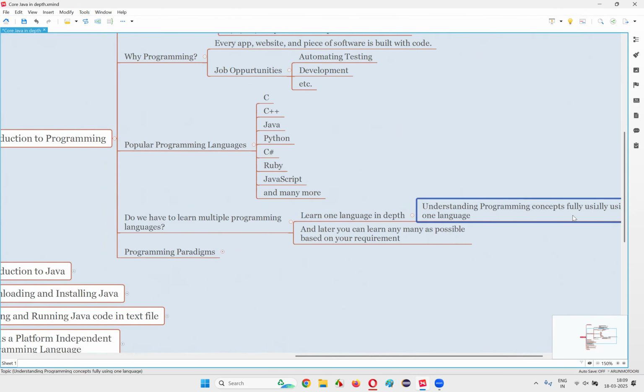Understand the programming concepts fully using one programming language, then with that confidence learn other programming languages by comparing them with the first one you already learned. That is the best approach I can say. That worked for me, guys, and that will work for everyone. Later you can learn as many programming languages as possible based on your requirement.